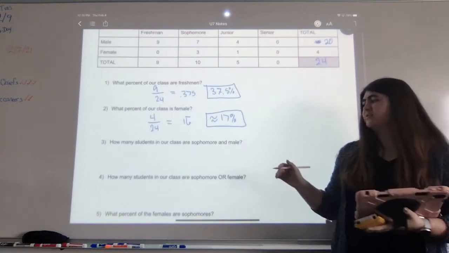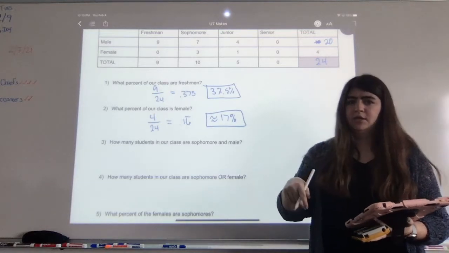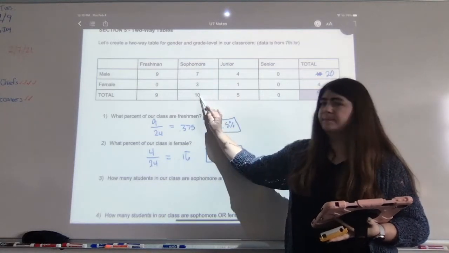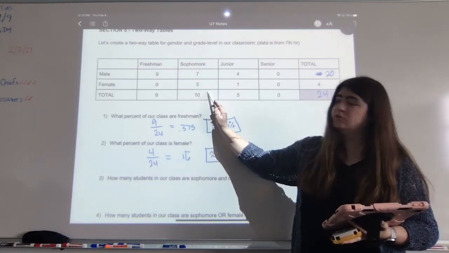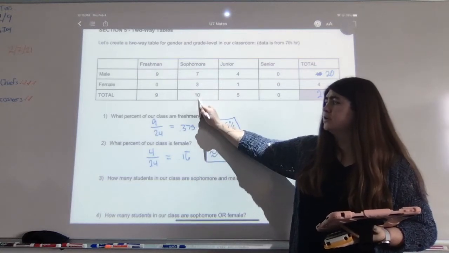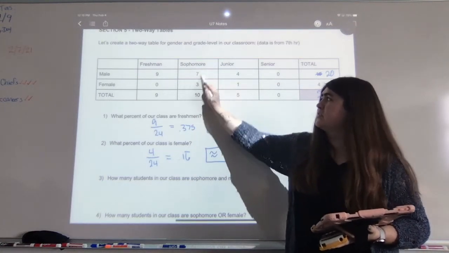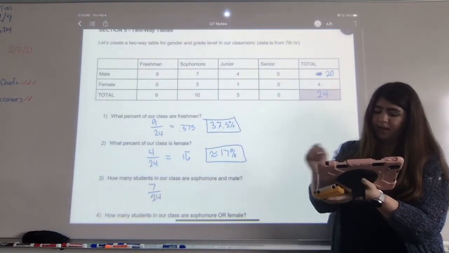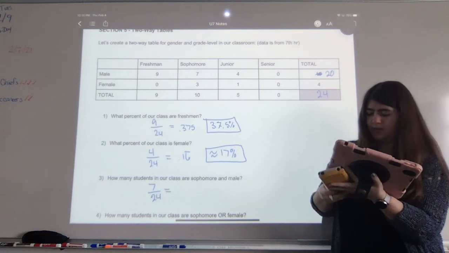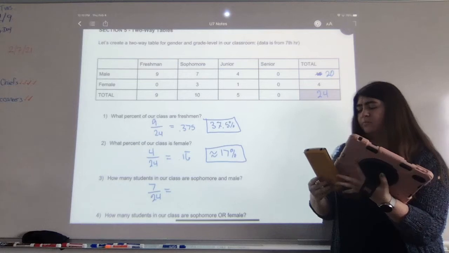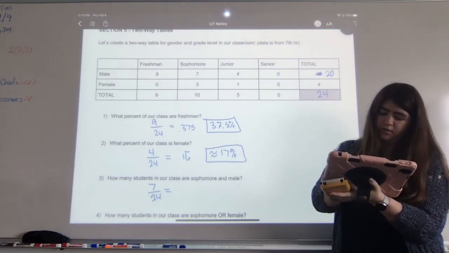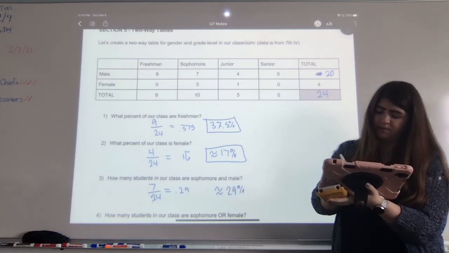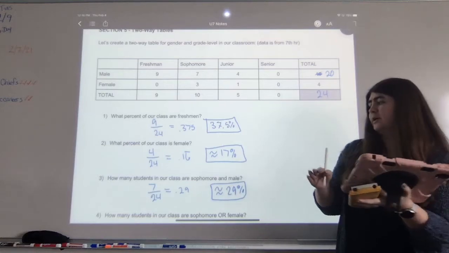Number 3, how many students in our class are sophomore and male? Okay, so this is looking at the column of sophomores, but you only want the male sophomores. You don't want the female sophomores. So we're not looking at our total. We're not including females. We're just looking at this number here, which is 7. So 7 out of my total 24 students are male and sophomores. And as we calculate that, 7 divided by 24 is equal to 0.29, about. So we are at about 29% of the class is both sophomore and male.